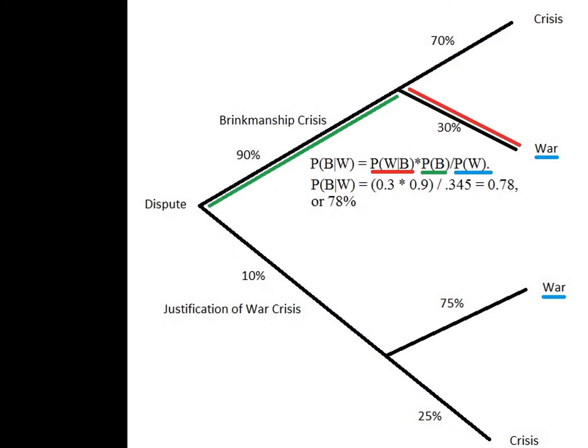So let's apply now Bayesian conditional probabilities. Question 3 is, given that war has occurred, meaning we observe it, what is the probability that the war was caused by a brinkmanship crisis rather than a justification of war crisis? So here's the formal equation for that. What's the probability of a brinkmanship crisis given war? That's equal to the probability of war given a brinkmanship crisis times the probability of a brinkmanship crisis divided by the probability of war.